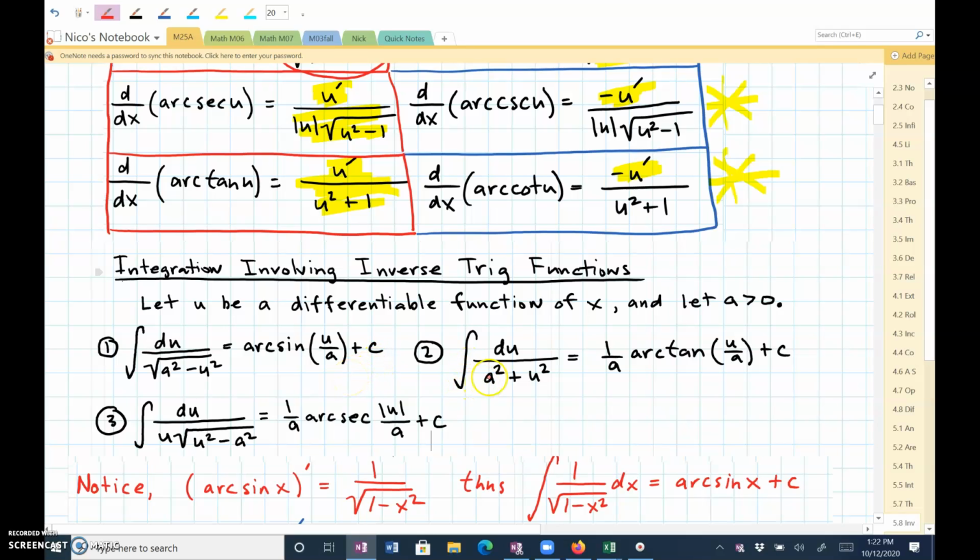All right, number 2, let's say you have the integral of du all over a squared plus u squared. That's going to be equal to 1 over a arc tangent of u over a plus c. Number 3, if you have the integral of du all over u times the square root of u squared minus a squared, that's going to be 1 over a arc secant of the absolute value of u divided by a plus c. Okay?